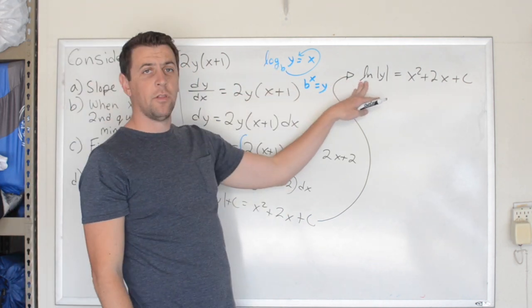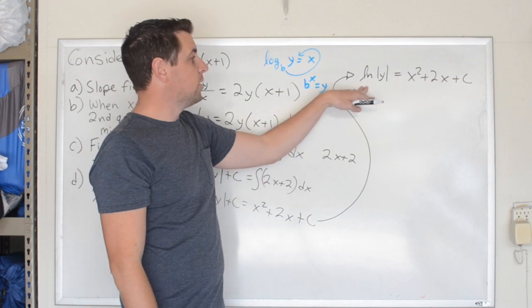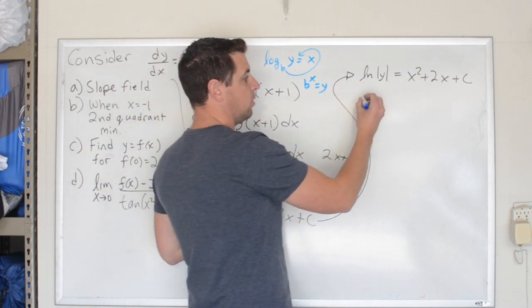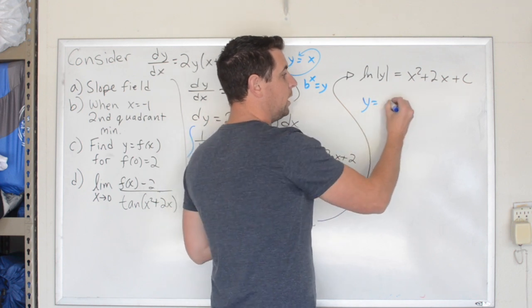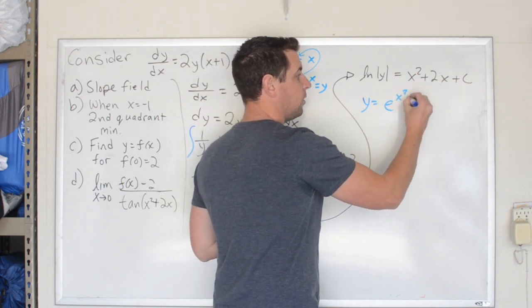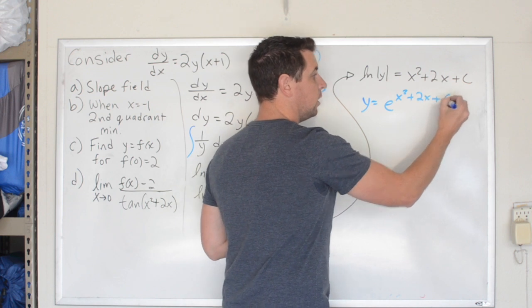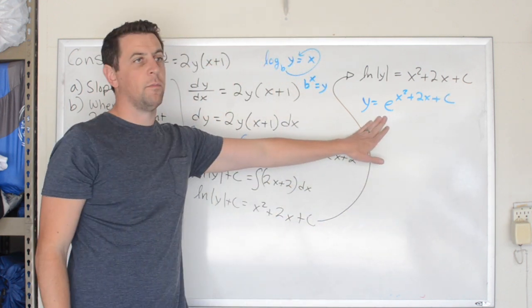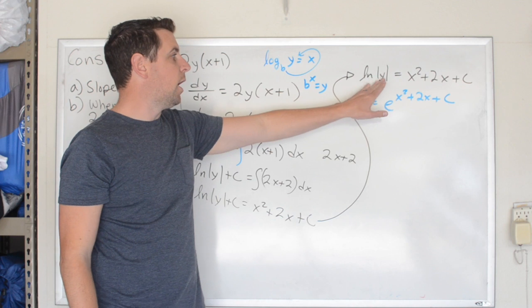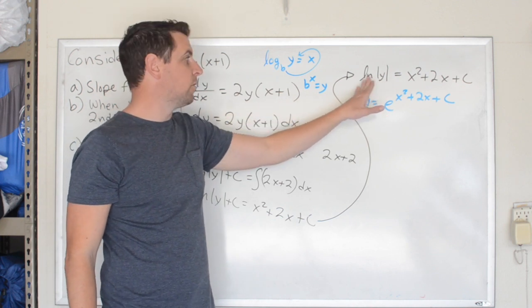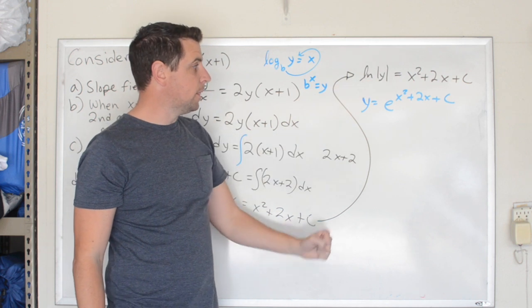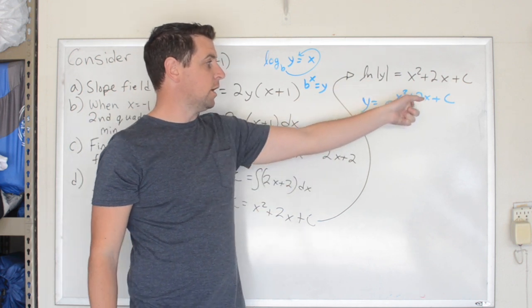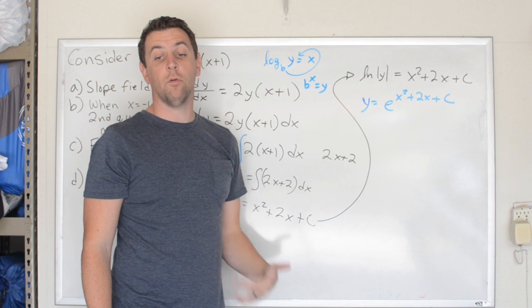Here, for natural log, my base is e. So as I swoopy-doop and change this, this becomes y equals e raised to the x squared plus 2x plus c. You'll notice that when I changed it from log form to exponential form, I no longer need the absolute value bars because I'm no longer dealing with the restriction of natural log. In addition to that, e raised to any number here is always going to be positive.